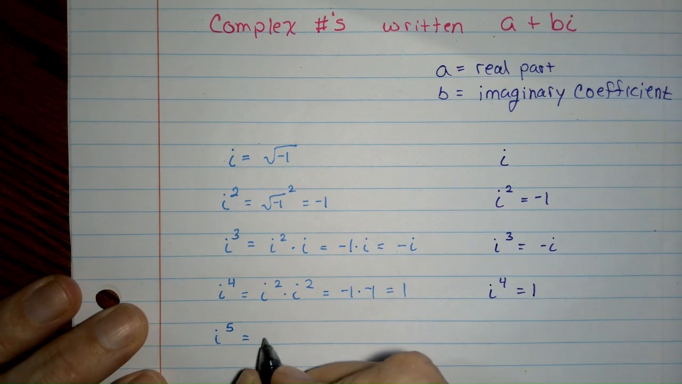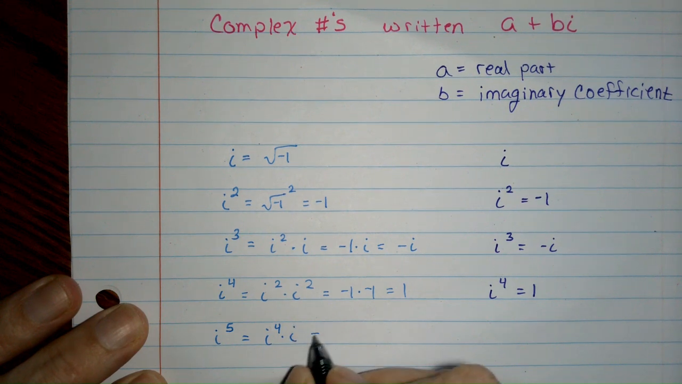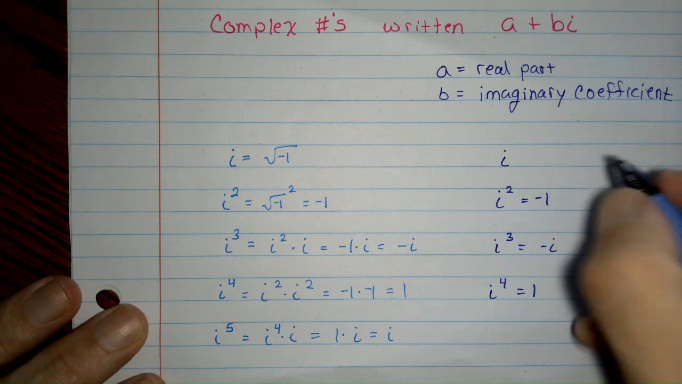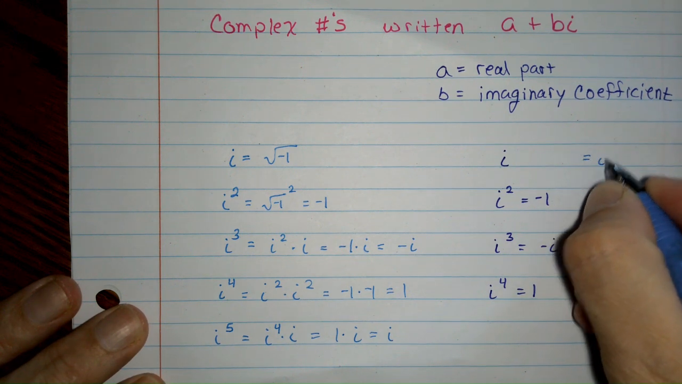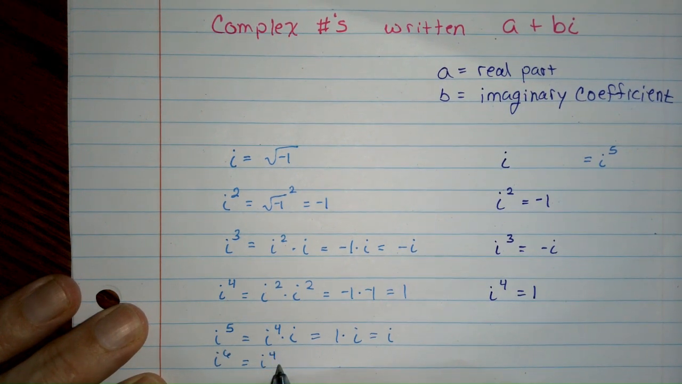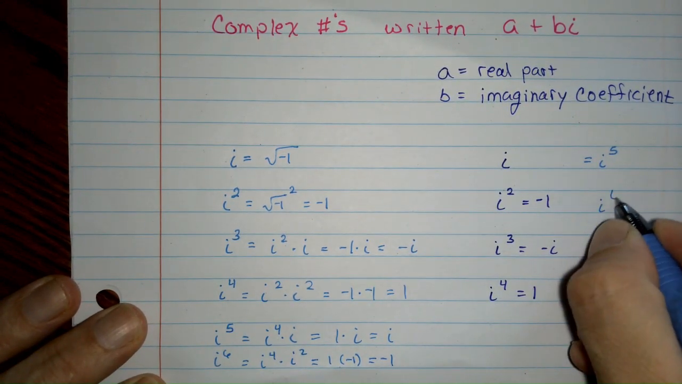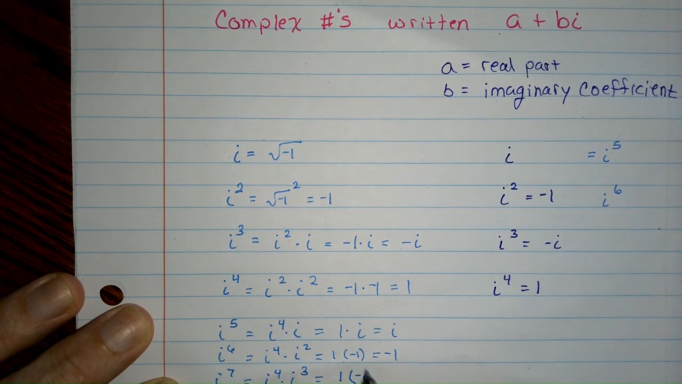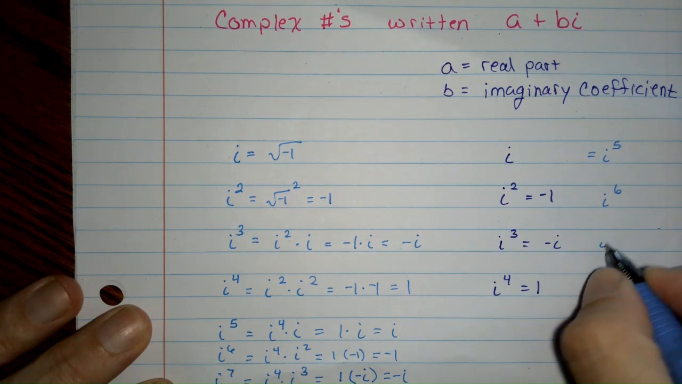i to the 5th is going to be i to the 4th times i, which is going to be 1 times i, which is just i. i to the 6th is i to the 4th times i to the 2nd. 1 times -1, that's -1. i to the 7th is i to the 4th times i to the 3rd. That'd be 1 times -i, that's -i.